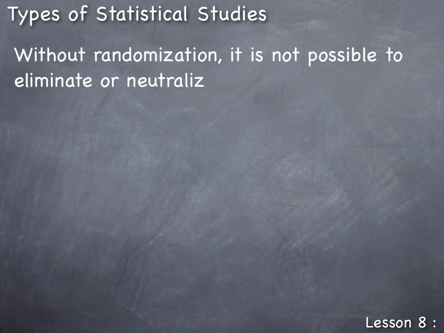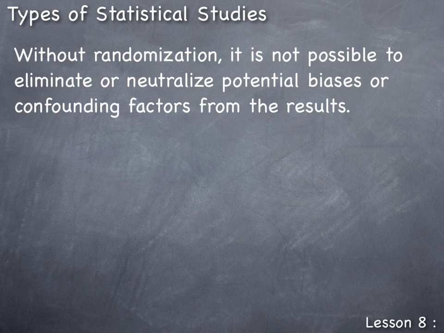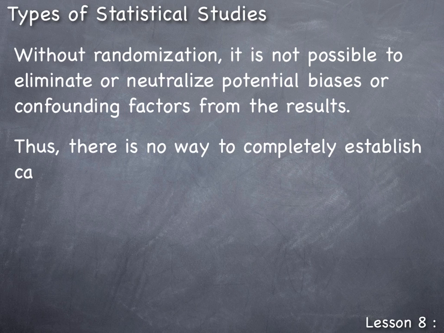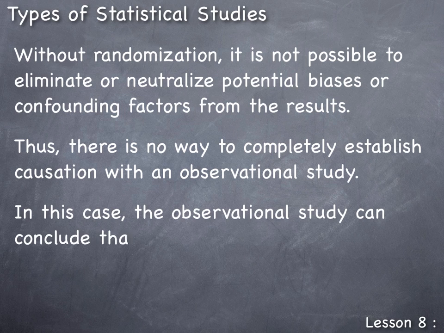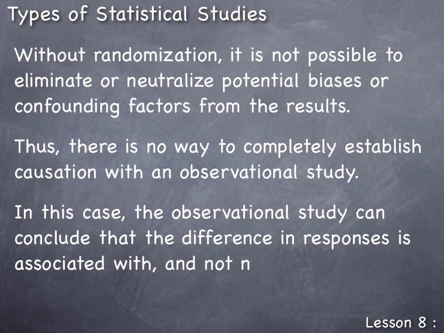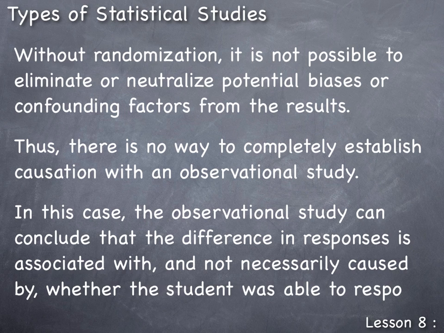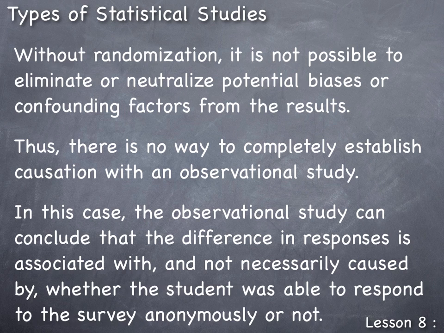Without randomization, it is not possible to eliminate or neutralize potential biases or confounding factors from the results. Thus, there is no way to completely establish causation with an observational study. In this case, the observational study can conclude that the difference in responses is associated with, and not necessarily caused by, whether the student was able to respond to the survey anonymously or not.